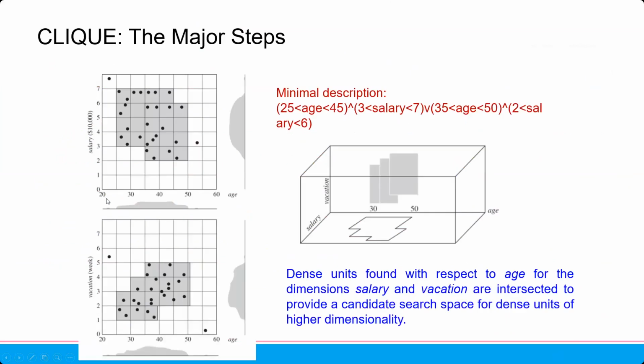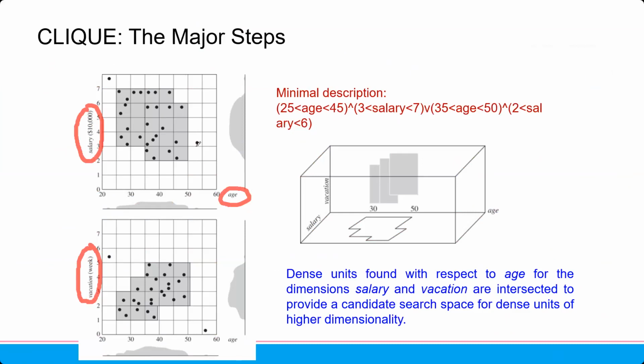Let's see one example. If you do the data visualization, for example, now I have the variable x and then I have the variable salary and then I have the variable vacation. Okay. Now I would like to know which cluster can represent the best.